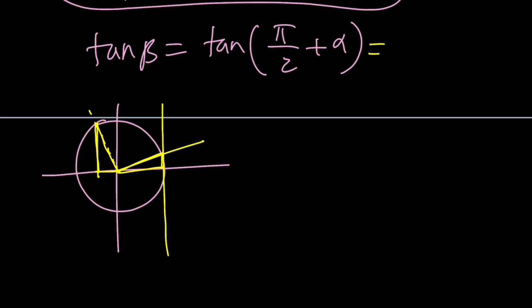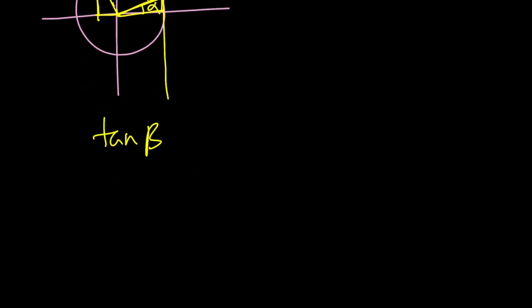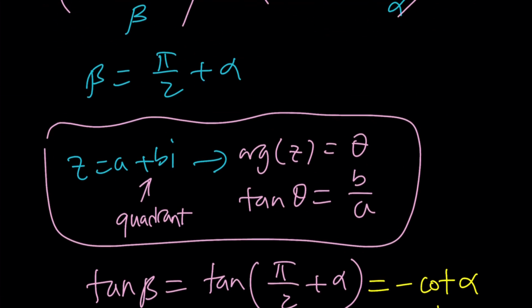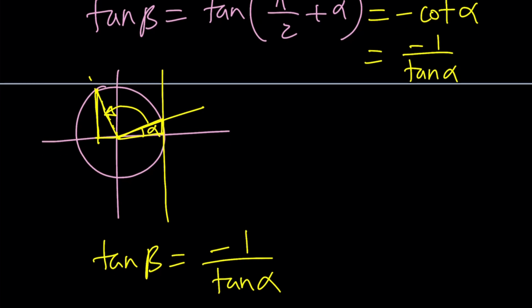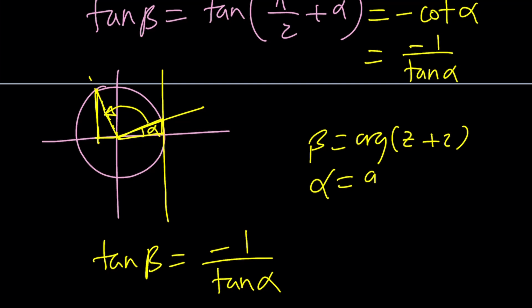If your angle is acute, and it's safe to assume it's acute because it's always going to work, when you move it to the second quadrant, the tangent is going to change sign. It's going to become negative. So this is equivalent to negative cotangent alpha, or I can write it as negative 1 over tangent alpha. So I got a really interesting relationship: tangent beta equals negative 1 over tangent alpha. But what are tangent beta and tangent alpha? Let's go ahead and find out. Beta is argument of z + 2, and alpha is argument of z.